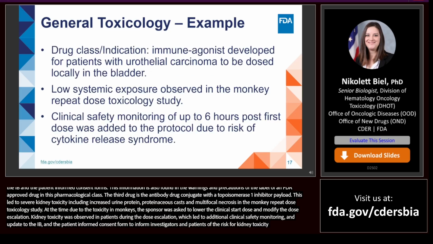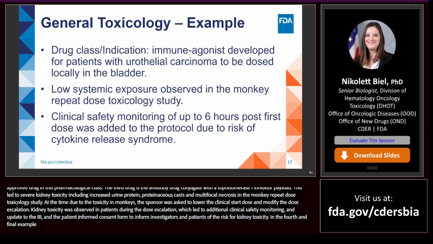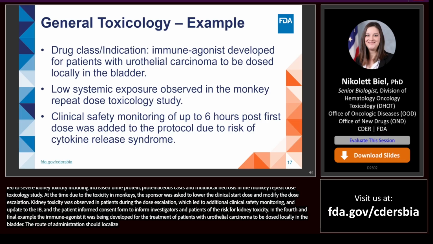In the fourth and final example, an immune agonist was being developed for the treatment of patients with urothelial carcinoma to be dosed locally in the bladder. This route of administration should localize the drug within the bladder and have minimal to no systemic exposure.